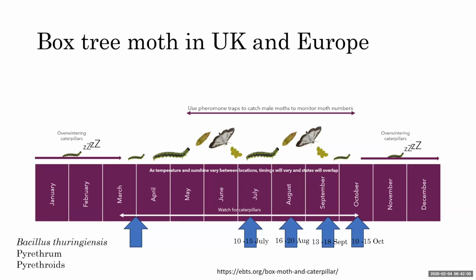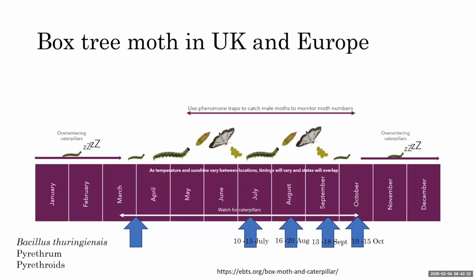They're saying that they have their adults come out in June, lay eggs, and then they're recommending 4 potential windows of treatment. Those would be between the 10th and 15th of July, the 16th and 20th of August, 13th through the 18th of September. And then the final, to hit that overwintering group of caterpillars, no later than the 15th of October.